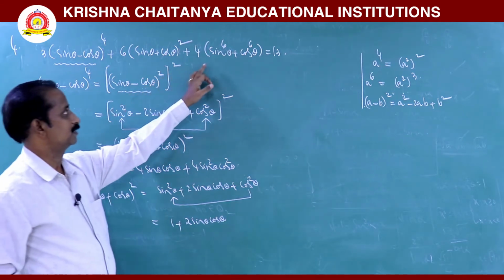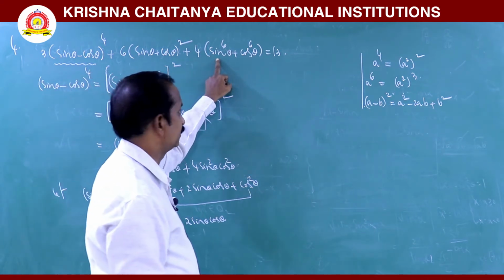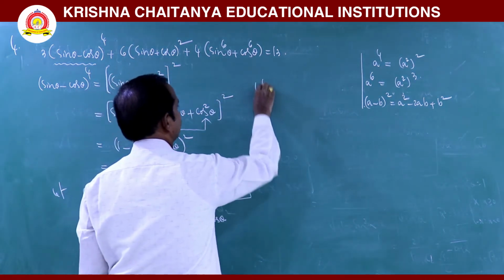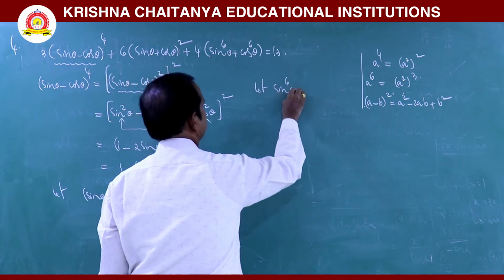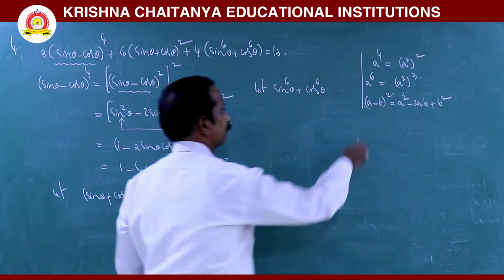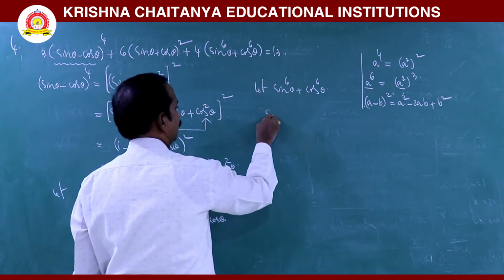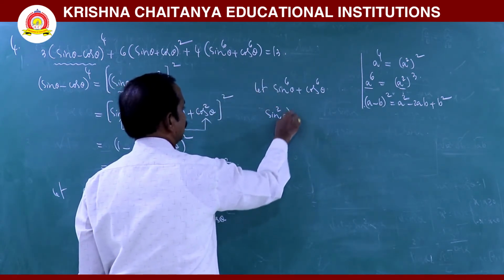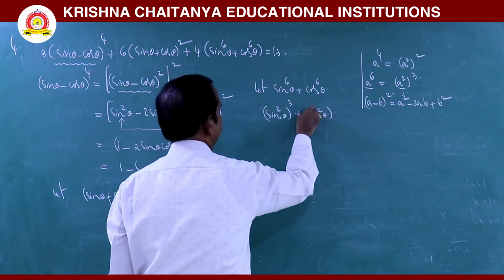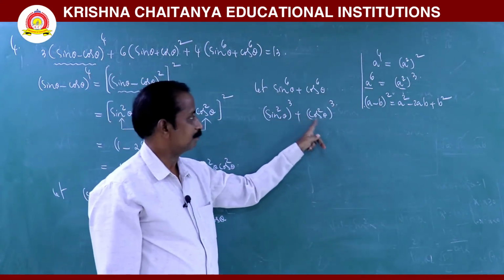And next come to the third term. The third term is nothing but sin power 6 theta plus cos power 6 theta. We can consider and simplify that step. Just now we discussed how to write a power 6 as (a square) whole cube. So we can expand sin power 6 theta as (sin square theta) whole cube plus (cos square theta) whole cube. And then observe, it is in the form a cube plus b cube.